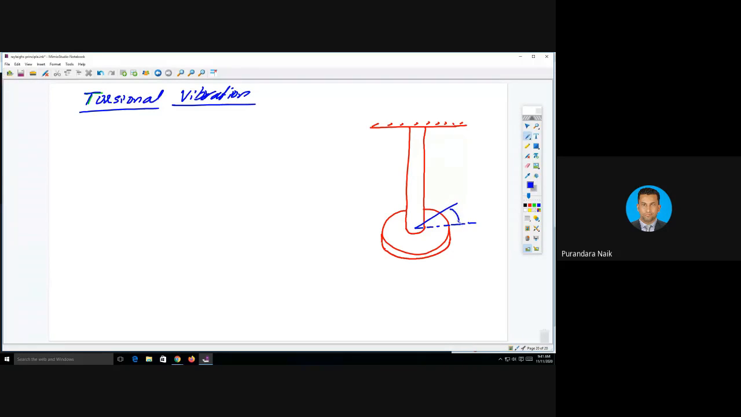In a torsional vibration problem, the restoring moment may be due to the torsion of an elastic member.